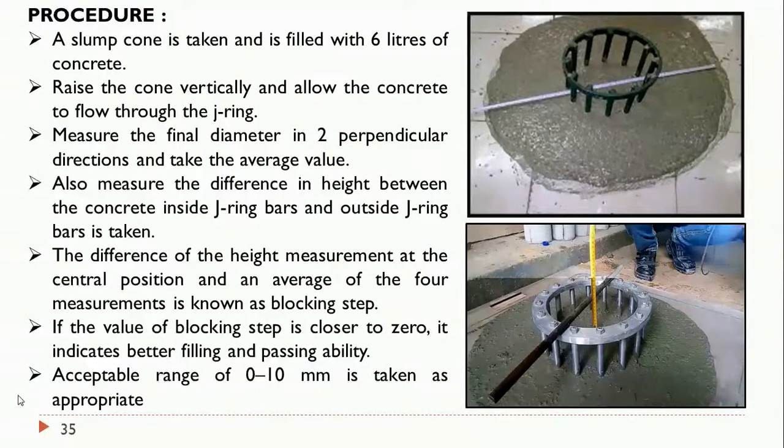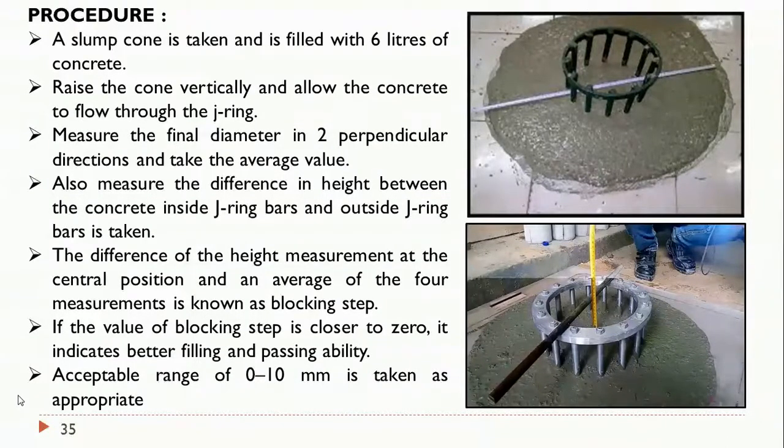So we are measuring the difference in height. When we measure this difference in four directions, that gives the blocking step. The acceptable range for this J ring is 0 to 10 mm. It is the acceptable limit. If it is closer to 0, then it indicates both filling and passing ability.